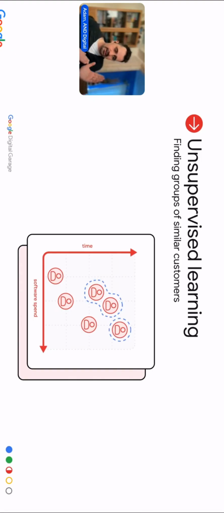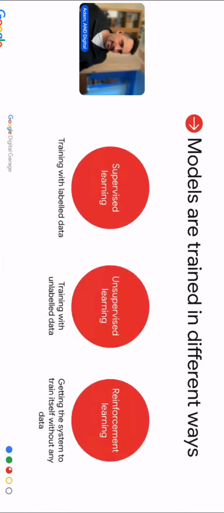And you can do that using Google's Vertex AI Studio. So there are ways to do this, but I don't have a demo for you, I'm afraid. The last one is reinforcement learning, and this is where you get the system to train itself without any data.